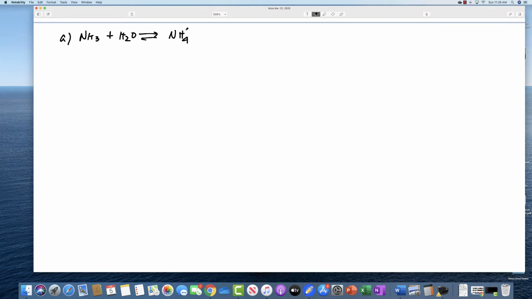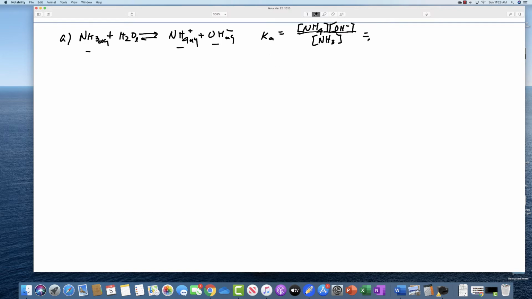NH4 plus OH minus. So the Ka here is going to be the concentration of NH4 times the concentration of OH minus divided by the concentration of NH3. And you'll notice in the book it shows this as a liquid. This is aqueous, and this is aqueous, and this is aqueous, meaning these are the three concentrations you need. You don't have a concentration for water.